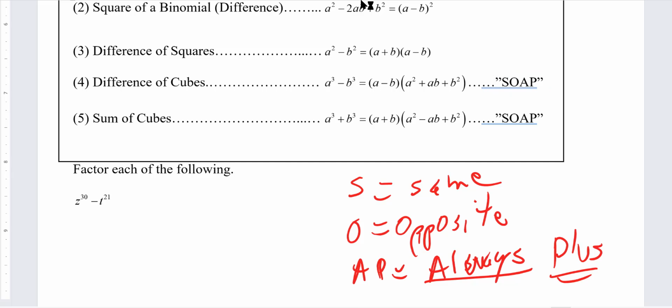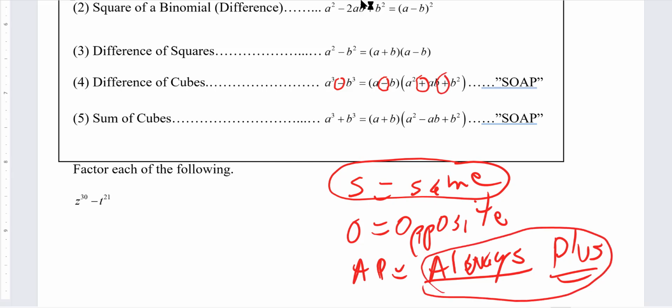So look at the formula. It started with a minus. The first thing in the formula is a minus. It's the same. The second thing in the formula is the opposite of that, which is a plus in this case. And the third one is a plus, like it says, always plus. Look at the second formula. It starts with a plus. The first one on the other side is the same. The second one is the opposite. And the third is a plus. That's what SOAP is telling you.